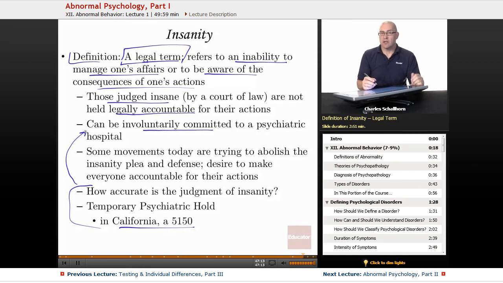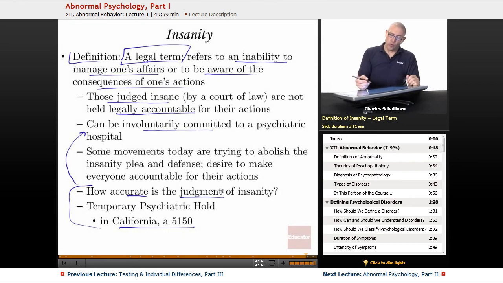How accurate is it? There's a film called Primal Fear with Edward Norton, and he somehow fakes multiple personalities in order to not be found guilty for a crime that he committed. Fascinating film, good film to watch. I'm glad I watched it once. It's not one that I want to watch again, but it's definitely worth watching once. Edward Norton is a fantastic actor. But it deals with mental illness and this idea of insanity. So how accurate is the judgment? Because it is a judgment.